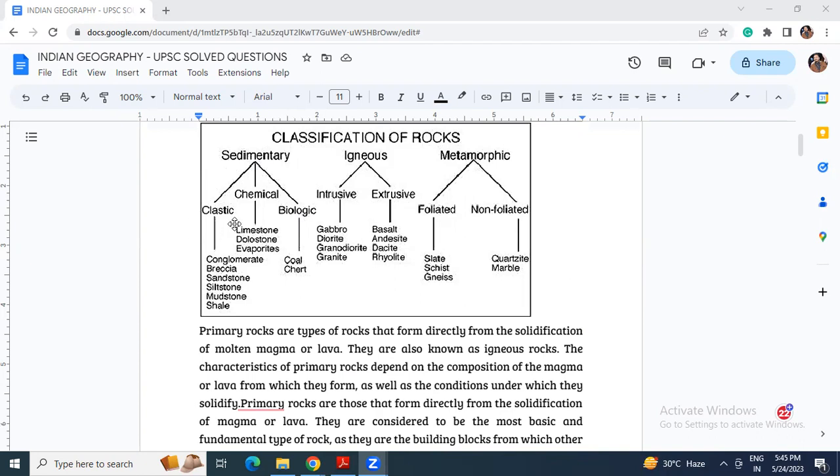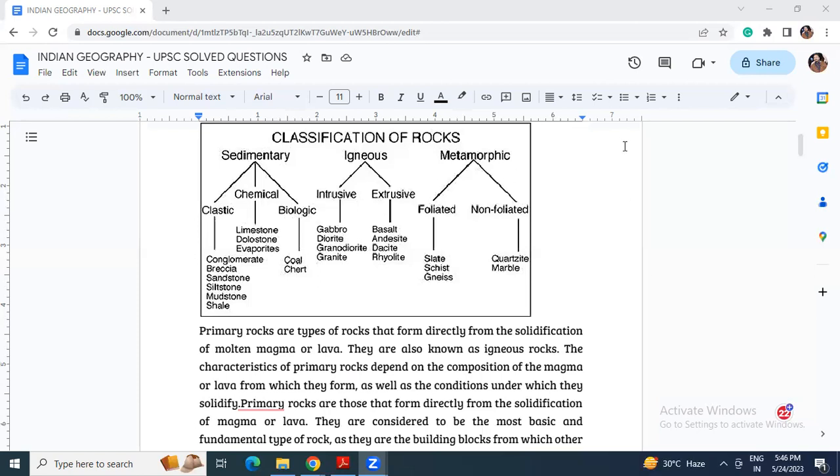Ultimately, what we have got is that chemical, clastic, and biologic are the three types of sedimentary, with those rocks which are formed from the sediments, right? So chemically, it's very clear that limestone is of a chemical nature, then biologic is coal, chert, then clastic, whether it may be sandstone or siltstone or mudstone, like that.